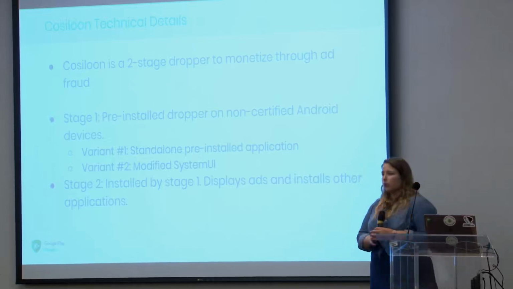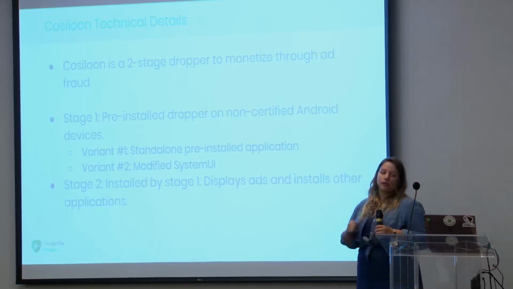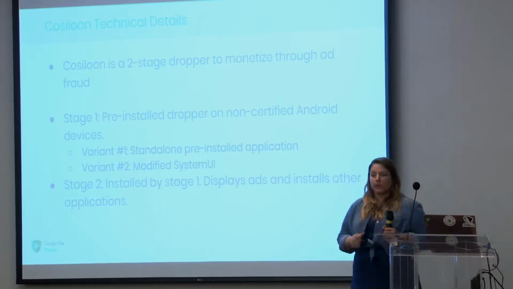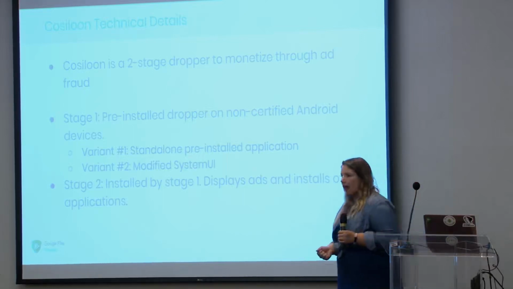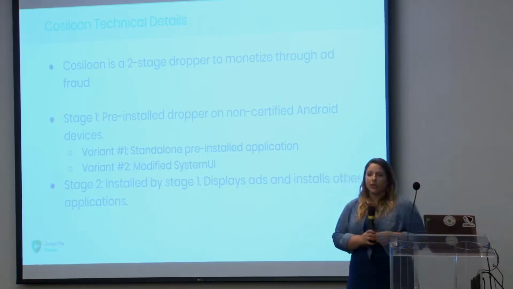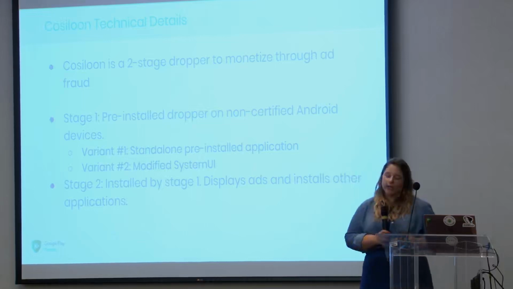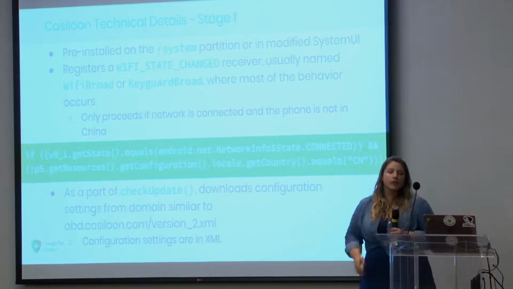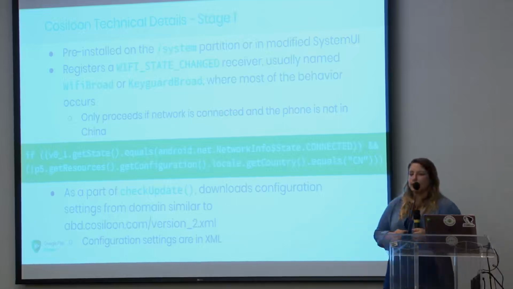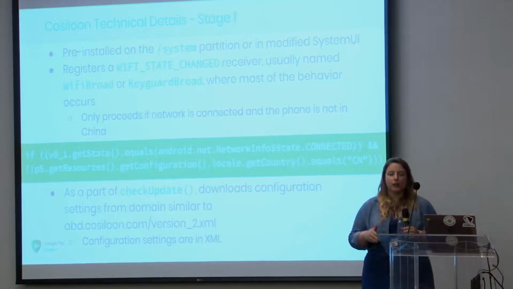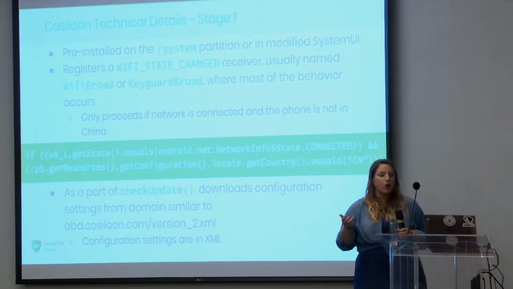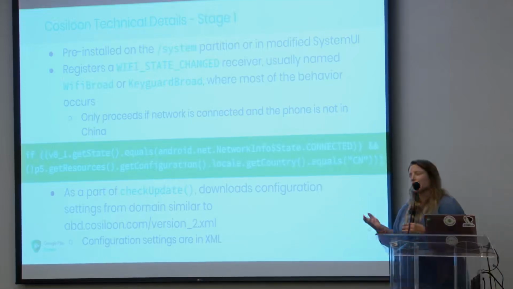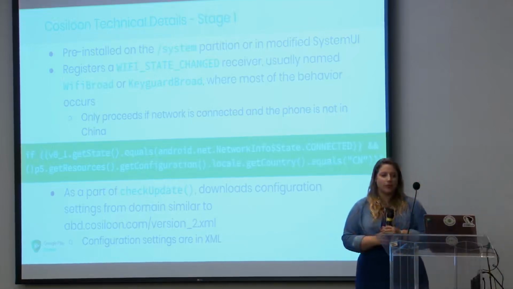Then stage 2, which is dropped by stage 1, ultimately displays ads and installs other applications, and that's how it gets the PHA category of hostile downloader. So, as we said, it's pre-installed for stage 1. That means it's on the system partition, or in this modified System UI, which is also on the system partition.